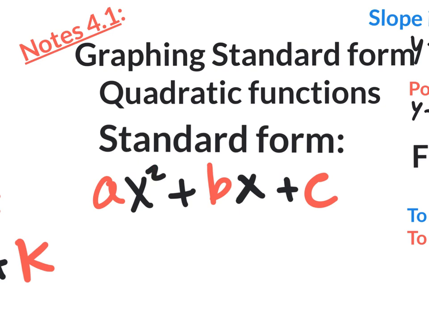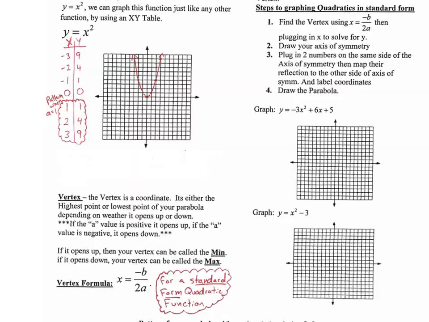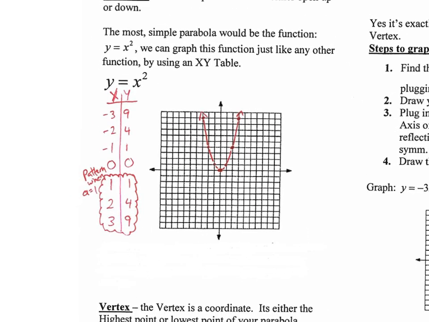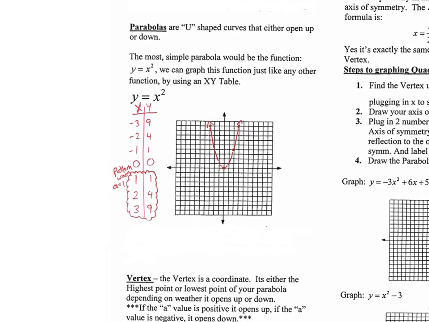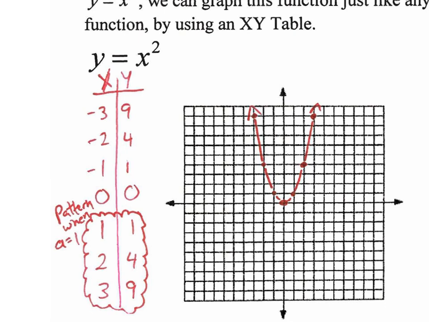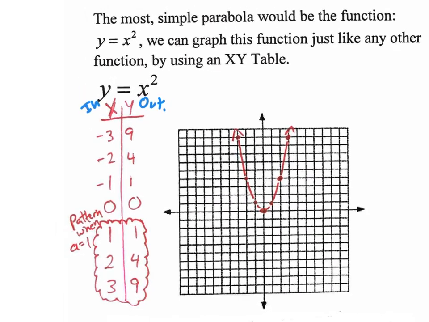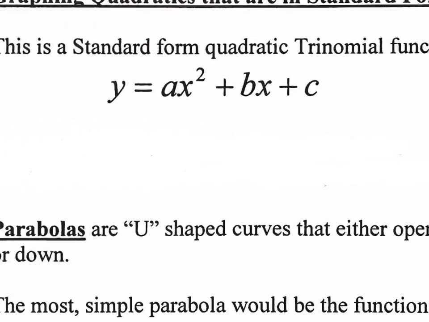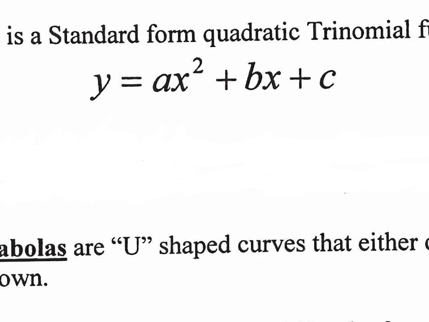So let's move on to our worksheet here, our handout, which has notes and practice. As you could see, these are very similar notes to the ones we did back when we did vertex form. I even started this parent graph parabola, y equals x squared. I graphed it for you using an xy table because we've already done this in the past. We know that the x's are your input, the y's are your output. But the only difference now is instead of vertex form equations, we're going to be dealing with standard form quadratic trinomial equations.